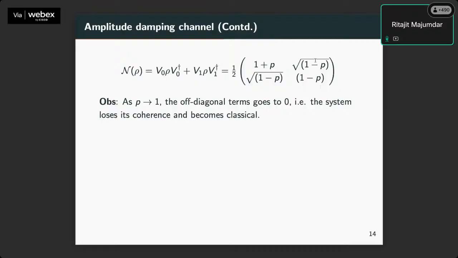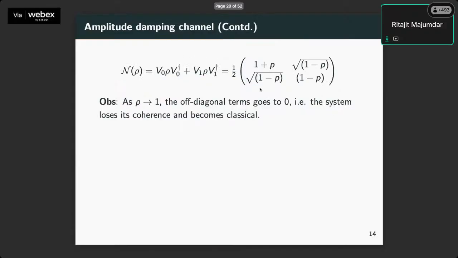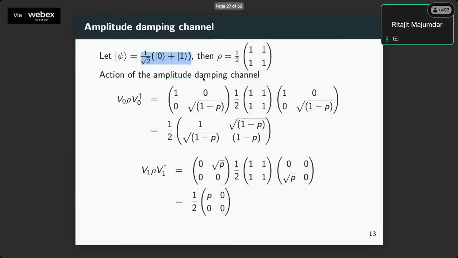As p tends to 0, the off-diagonal terms go away to 0. So this is what we said is decoherence. The system loses its coherence. When we said this is a superposition state, this is pure quantum, this is not classical. Superposition has no classical correspondence. This is pure quantum.